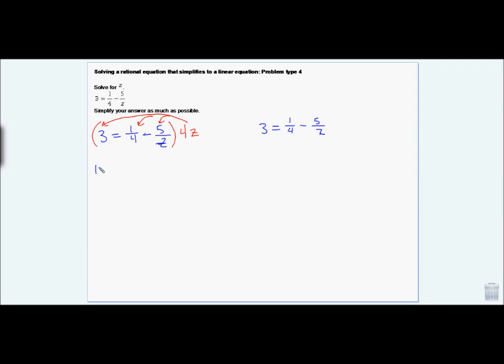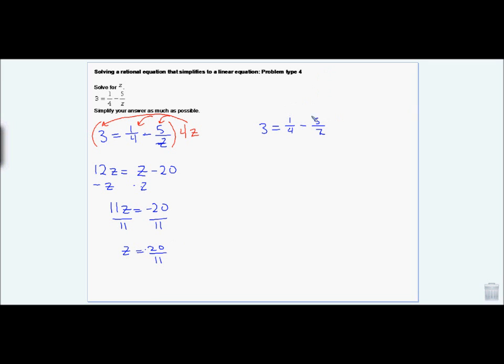Well, 3 times 4z is 12z. If I multiply 1/4 times 4z, the 4's cancel, and I'm left with a z. And if I multiply negative 5 over z times 4z, the z's cancel, so I get negative 5 times 4, which is negative 20. If I subtract a z from both sides, I get 11z is equal to negative 20. Divide by 11, and z is equal to negative 20 elevenths.